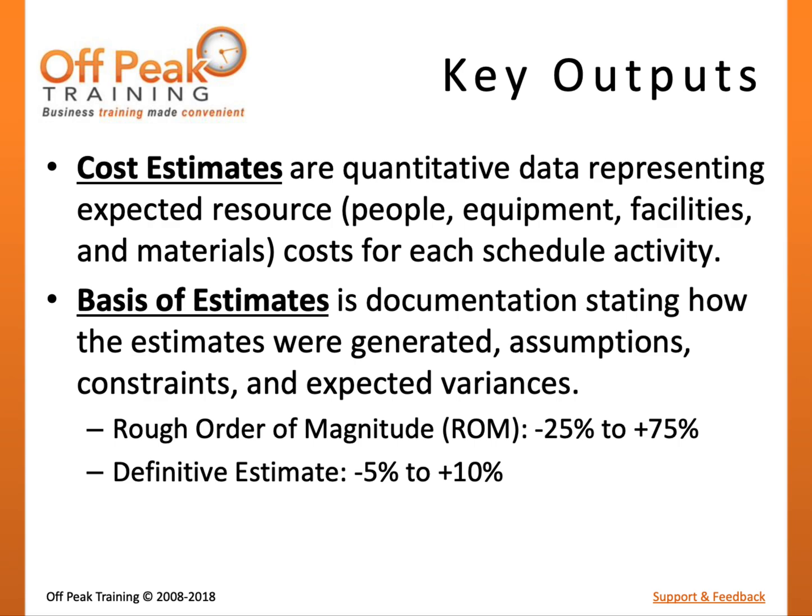Since these estimates contain uncertainty and there may be alternatives in the scope of work, it is important to document how these estimates were defined. It may also be useful to document how much confidence exists within the estimates. A rough order of magnitude estimate may be in the range of -25% to +75%, while a definitive estimate may be in the range of -5% to +10%. It is also useful to document any assumptions, constraints, and anticipated variances.